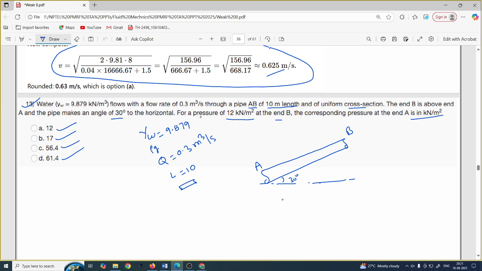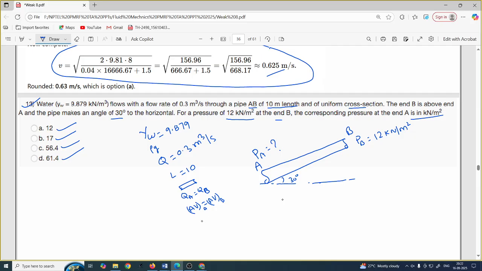Okay, fine. The pressure at B is 12 kilonewton per meter square, and you need to calculate the pressure at A in the same unit. So you know one thing, the uniform cross section. Uniform cross section means QA is equal to QB as per the continuity. So area will be constant at A and B.